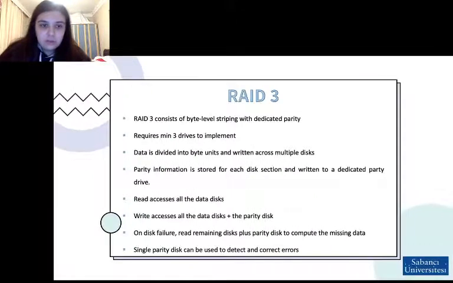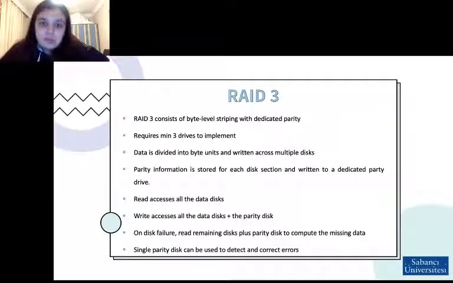Let's continue with RAID 3. RAID 3 consists of byte-level striping with dedicated parity. The data block is subdivided, also known as striped, and written on the data disks. RAID level 3 requires a minimum of 3 drives to implement. Stripe parity is generated on write, recorded on the parity disk, and checked on read.